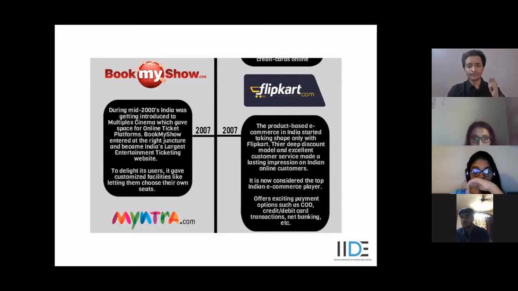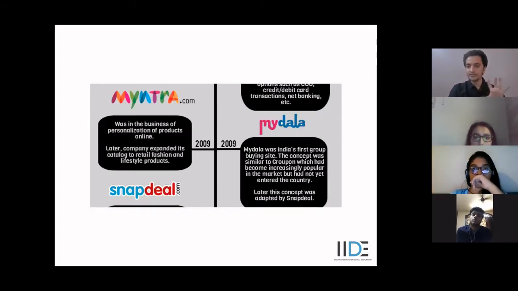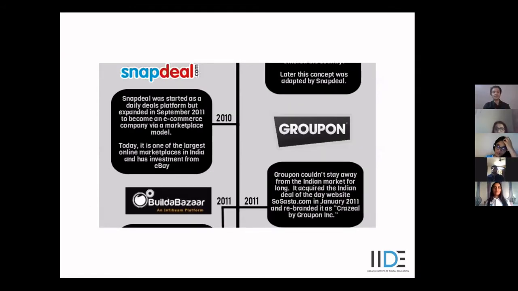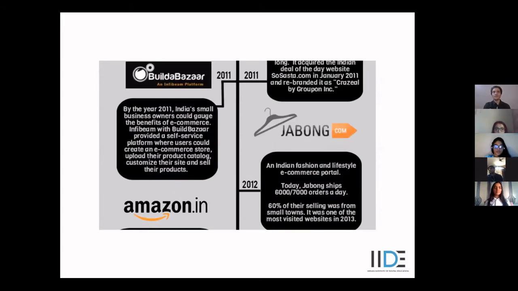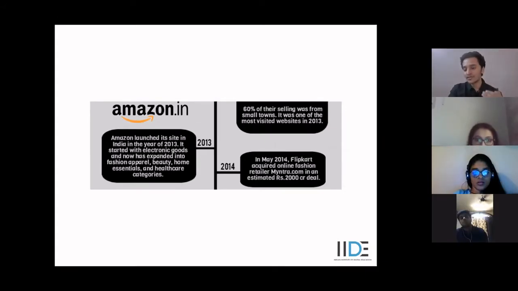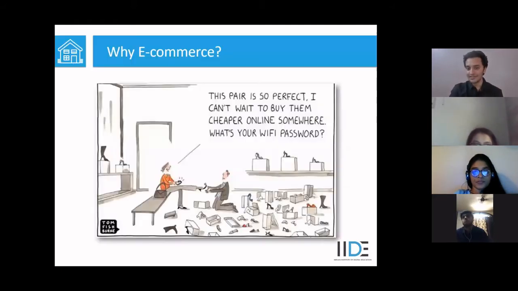Similarly, Book My Show and Flipkart came into the market in 2007 and captured the entire market. Similarly, Myntra, then you had Snapdeal. These other guys just kept on coming in, and today you have millions of e-commerce stores out there. And this is where the whole game changed. Amazon came in India in about 2013, and in 2014, since Amazon came in, Flipkart acquired Myntra to show we are the real boss over here.